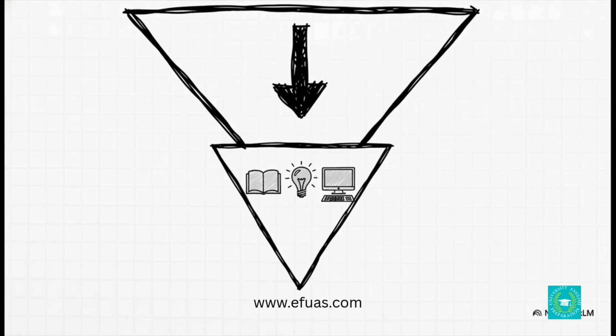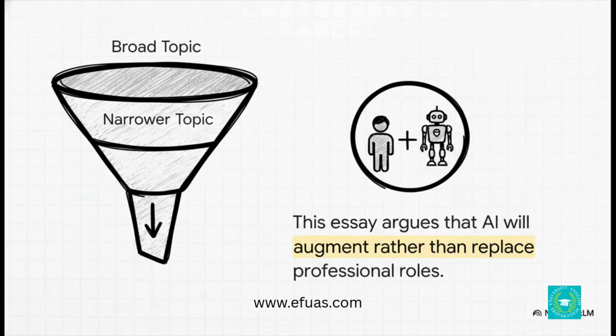Next up, we add a sentence that narrows our focus just a little bit more. We add, this transformation is particularly visible in knowledge-based industries. See? We've gone from all labor markets down to a more specific type of industry. The funnel is working. And finally, we arrive at the narrowest point of the funnel, our thesis statement.